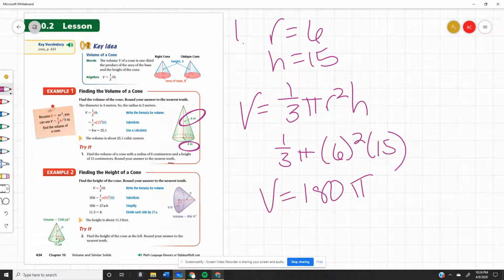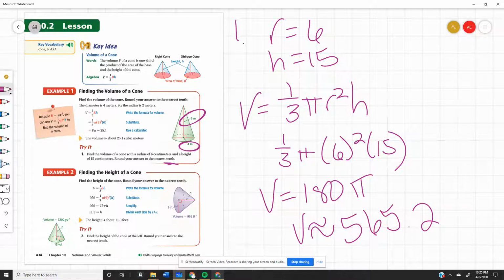It wants our answer to the nearest tenth. So I'm going to multiply 180 times 3.14. And I am going to get that the volume is approximately equal to 565.2. Now, I did all that on my calculator. I have my calculator sitting right here next to me, but I will verify my answer in the book. My answer says 156.5 centimeters cubed, and that's probably going to be because they used pi instead of the approximation.